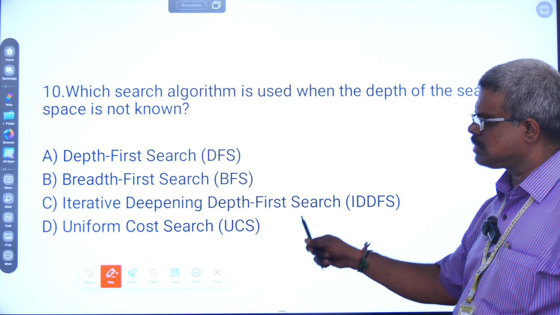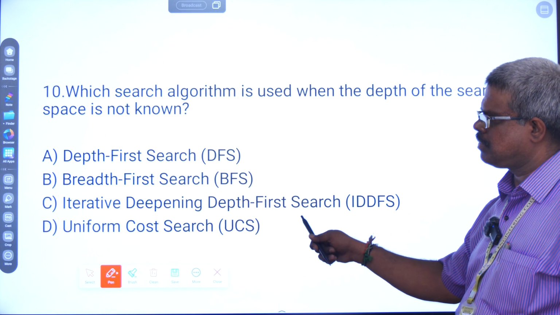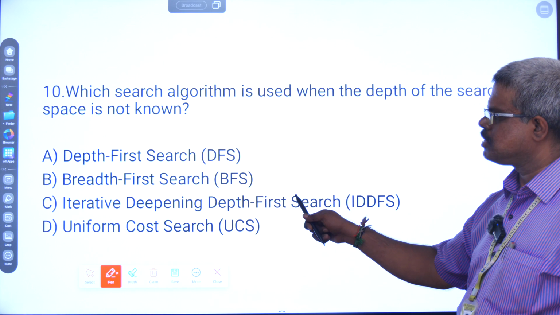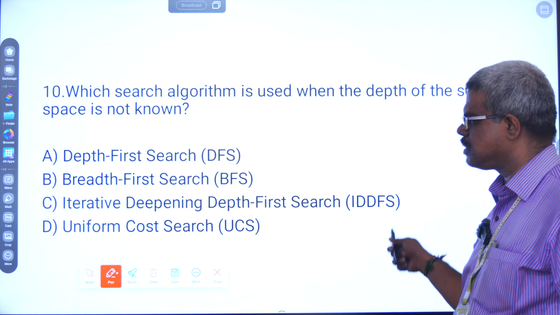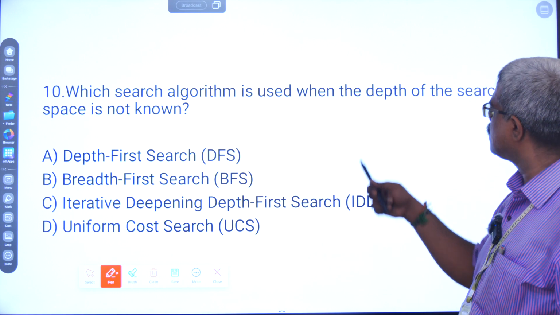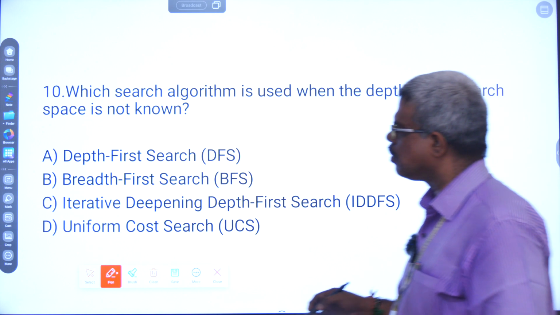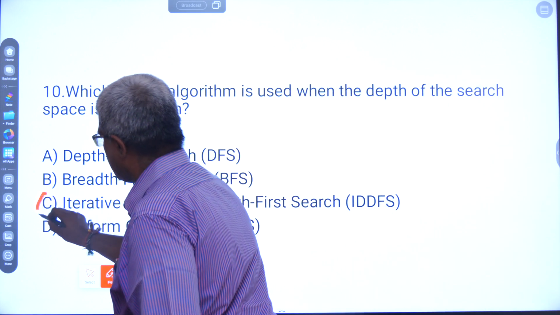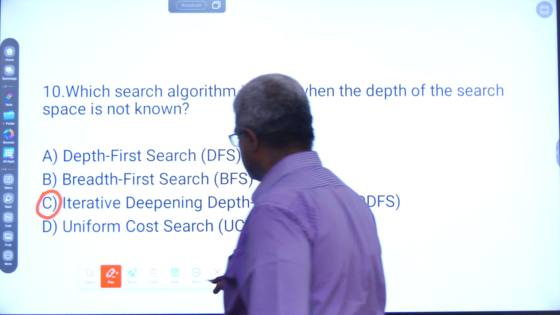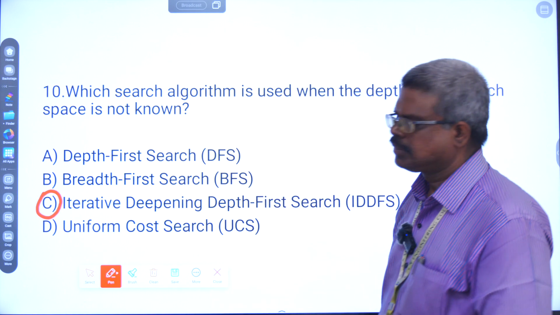Uniform cost search will not come because it is a cost effective method, but when you take the depth of the search space, iterative deepening depth first search is the right answer for the question given. Depth of the search space is not known. So the option C is the right answer for this method.